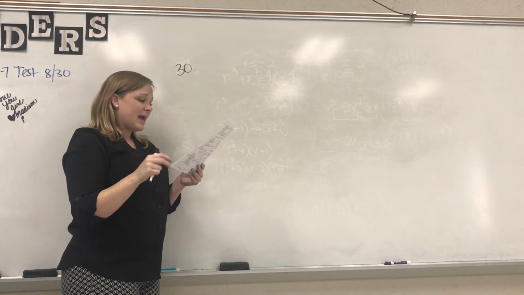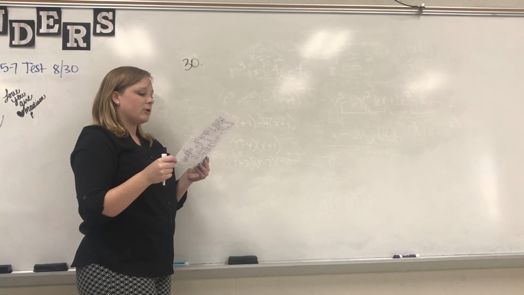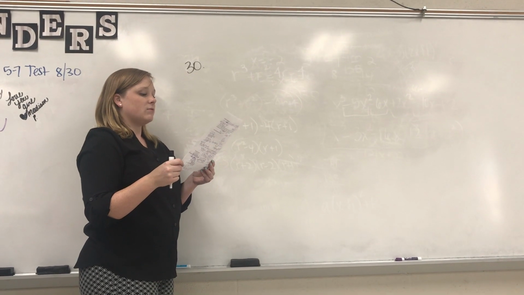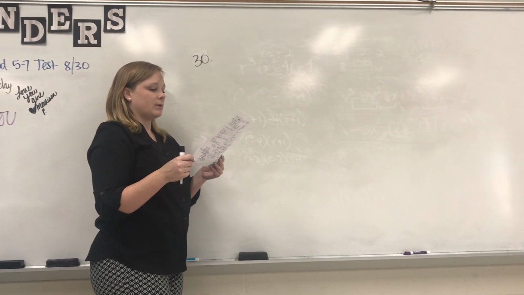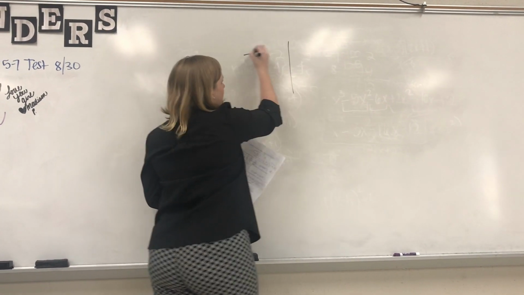A polynomial p of x is divided by 3 different linear expressions as listed in the table. The remainder of the division after the division by each linear expression is also shown in the table. What must the root of the polynomial be? So you're given some table.